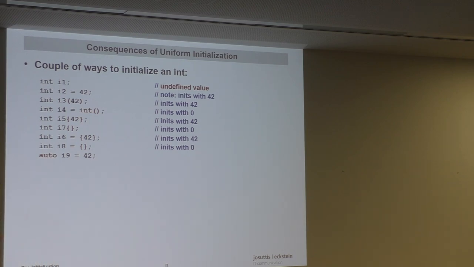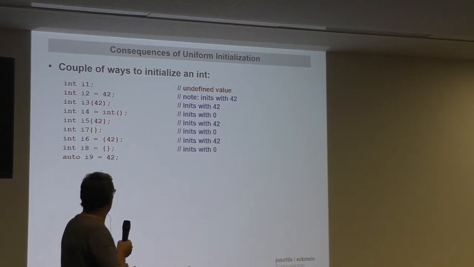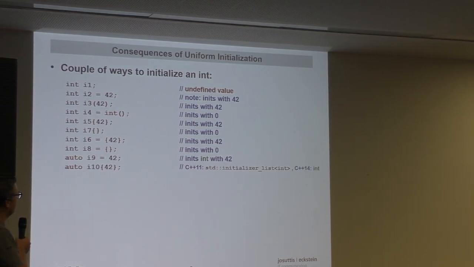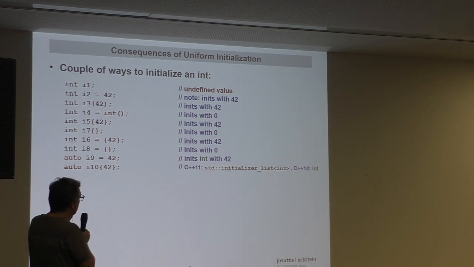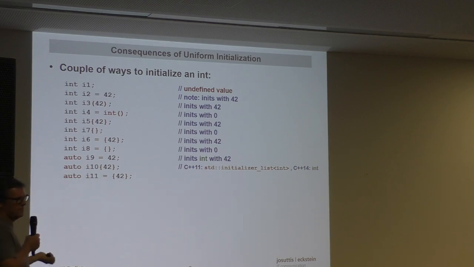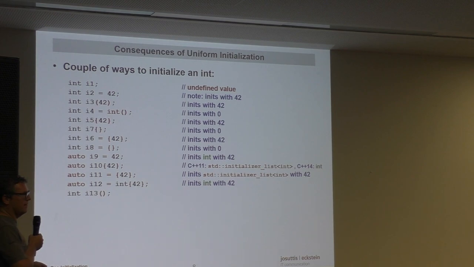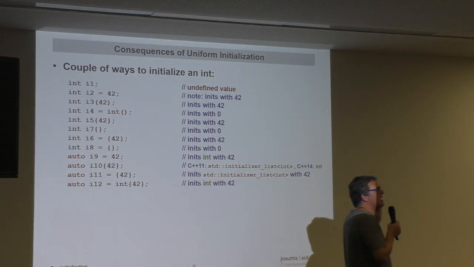Then there's an interesting issue. We can declare the object to be auto and have it initialized as an int because the value we take for initialization is an int, which usually works. Unless you put the 42 in parentheses inside curly braces, there we made a mistake, and we will come to that later. And we can use an equal sign here, where we also have some interesting effects, and put an int here. And the moment I prepared this slide, I had 12 different ways to initialize an int.